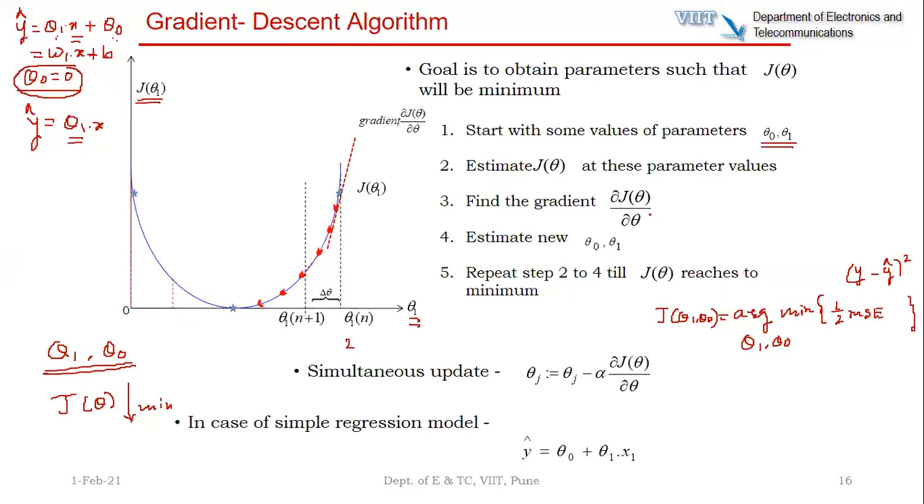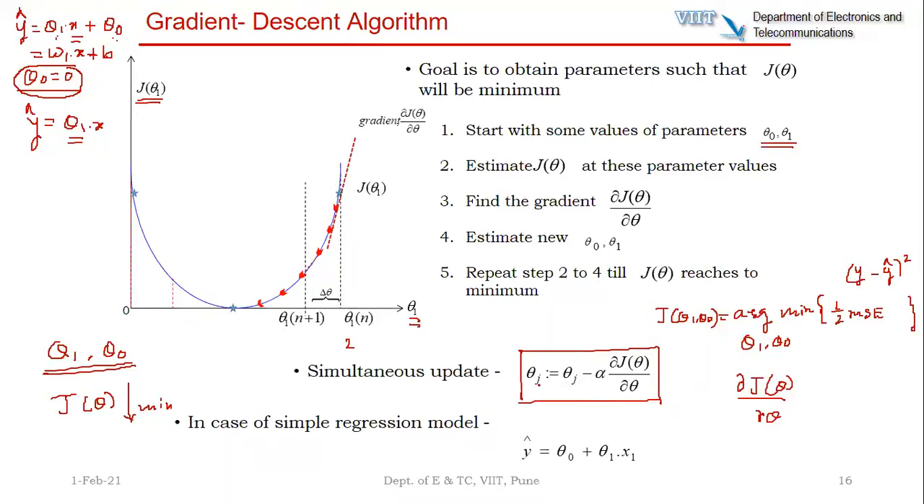So find out J theta, then find out the gradient. We'll talk about how to find out this gradient. After finding out the gradient, update theta 0 and theta 1, and these are the equations. So how do I update the theta values? This is the standard equation. What does this equation tell us?